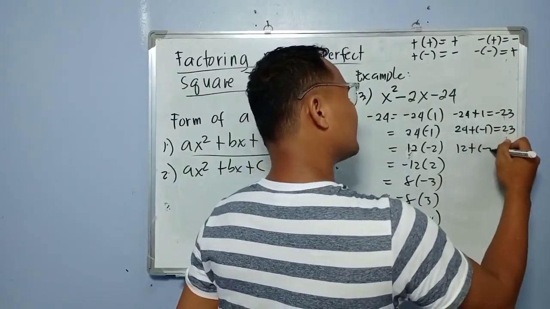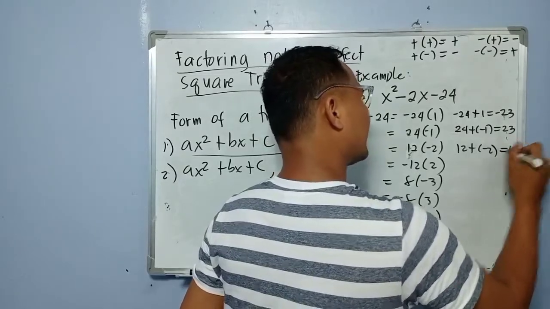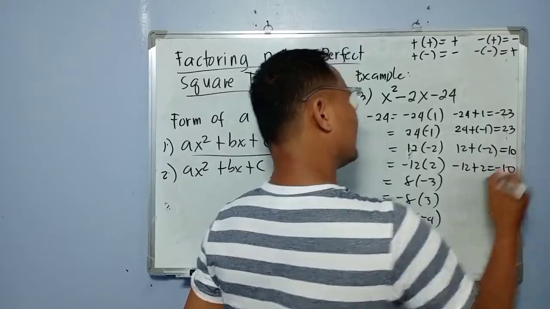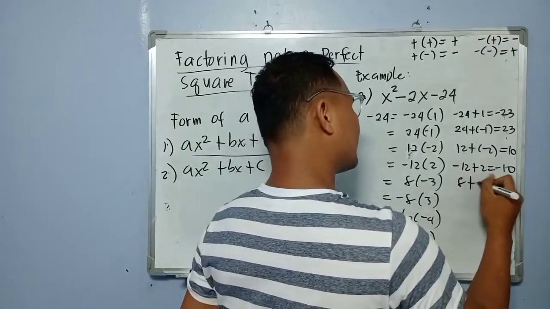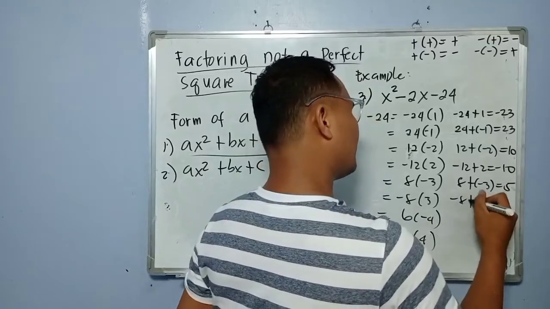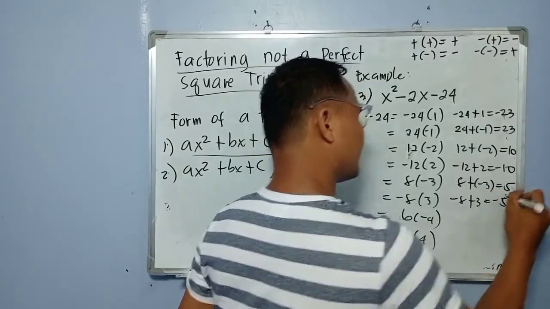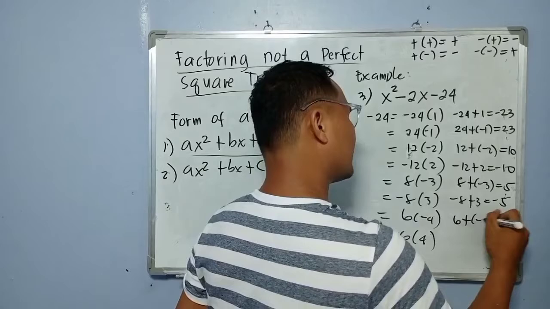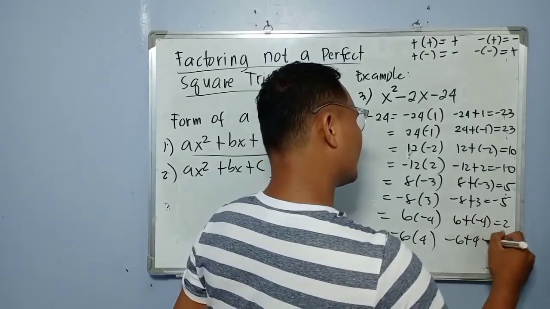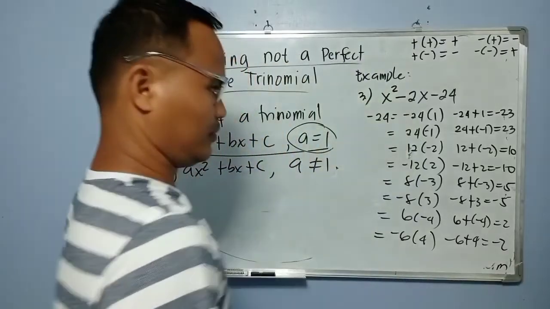12 plus negative 2, the result is 10. Negative 12 plus 2, the result is negative 10. 8 plus negative 3, the result is 5. Negative 8 plus 3, the result is negative 5. 6 plus negative 4, the result is 2. Negative 6 plus 4, the result is negative 2.